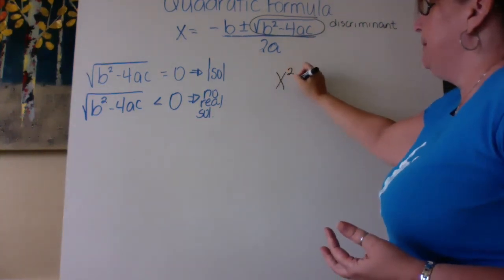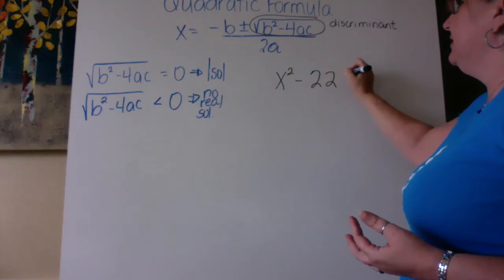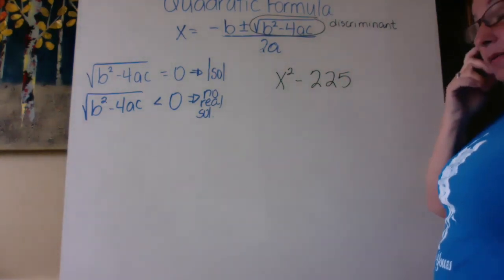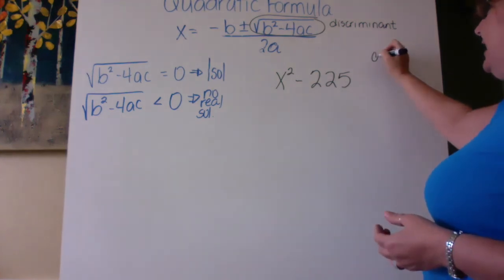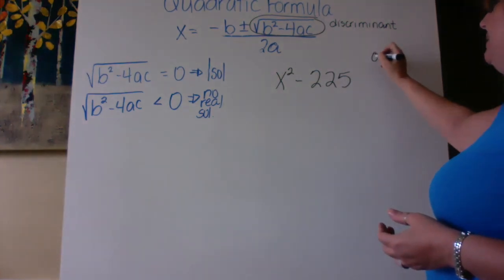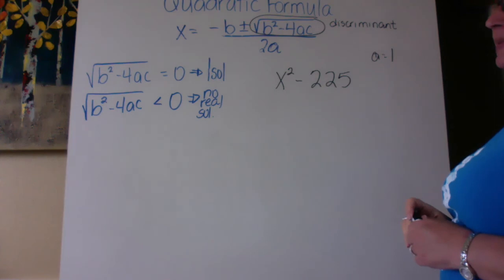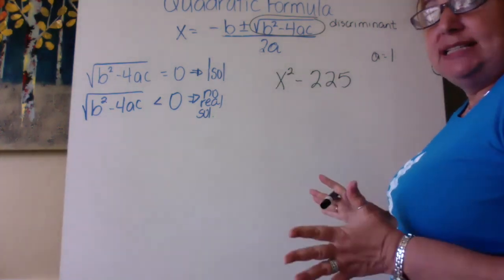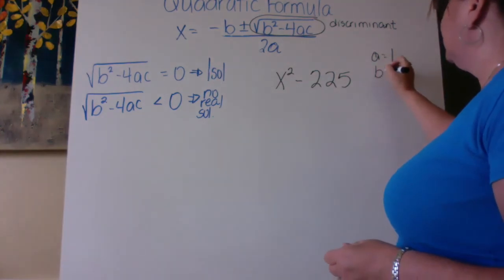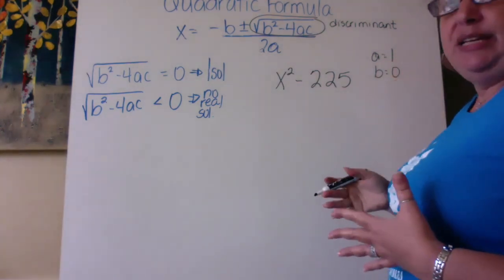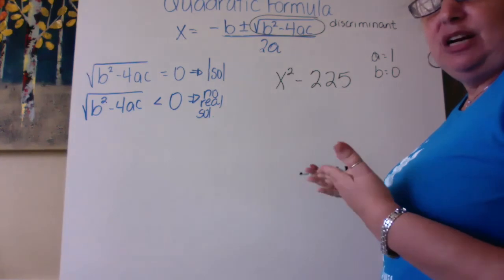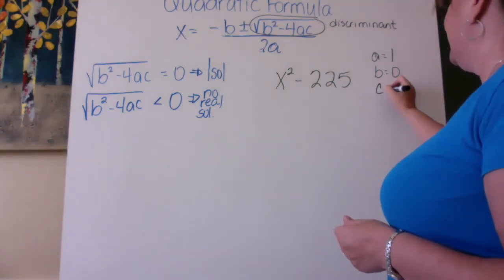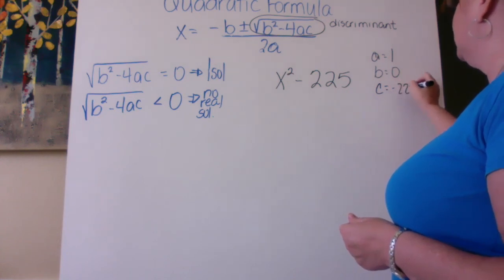X squared minus 225. Okay, so on this one, we have an A. Our A equals 1. What is our B? Do we have an X term? No, so we're just going to say B equals 0. Because if we did have an X term, it would be 0x. That's how we get the 0. And our C term is negative 225.